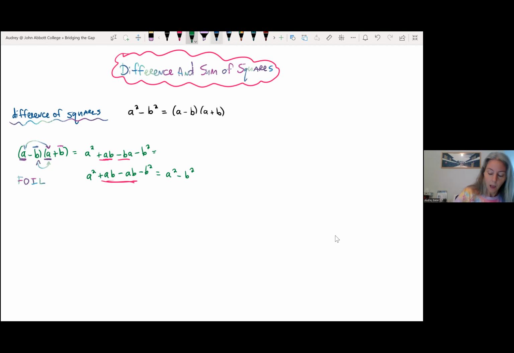Now, what do you know about the sum of squares? Again, if you think you know something, pause the video, write it down, then come back and see if you're right.